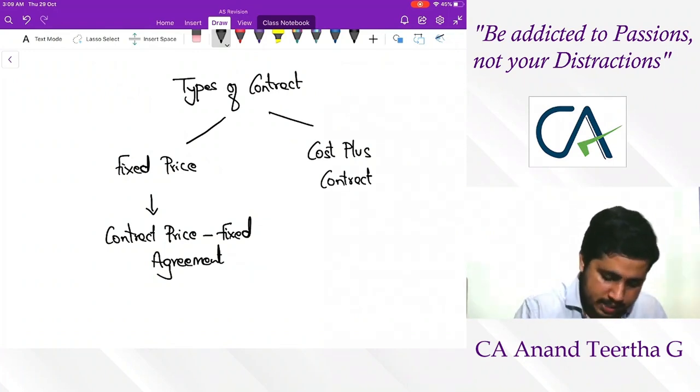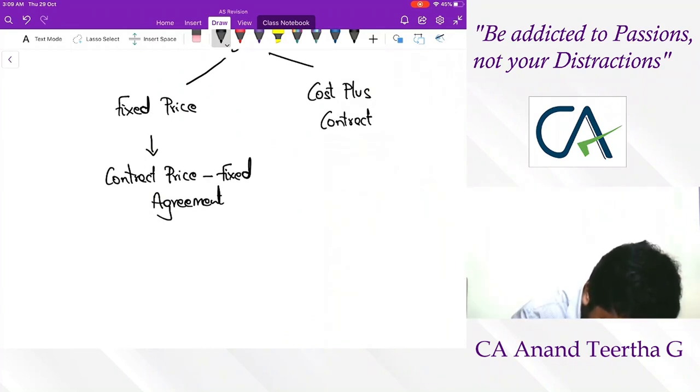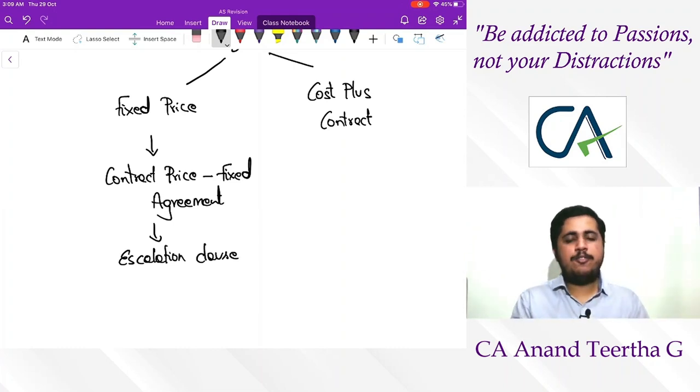So for that reason, normally in a fixed price contract, they will have something called an escalation clause, whereby if at all price escalates, if price changes at that time in the contract or according to the contract, the contractor might charge some extra cost to the contractee. So that is how the escalation clause comes into the picture.